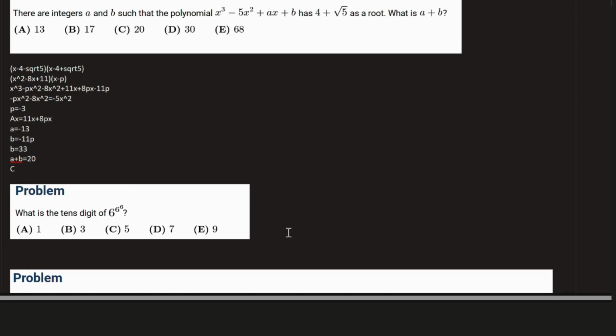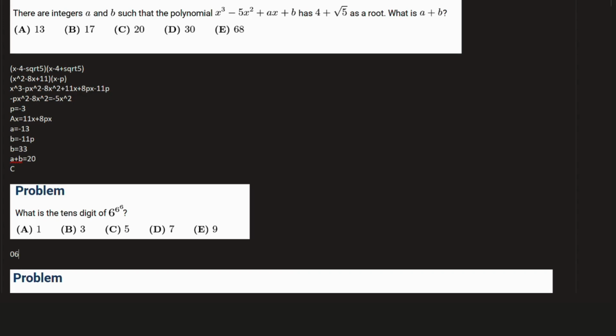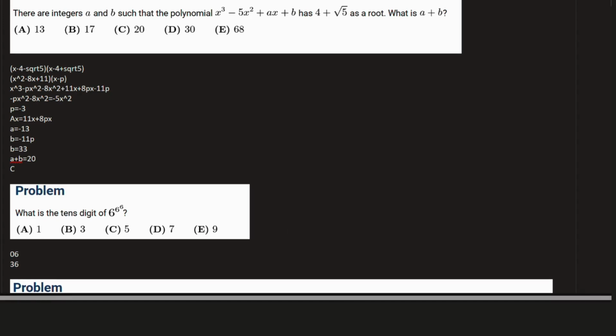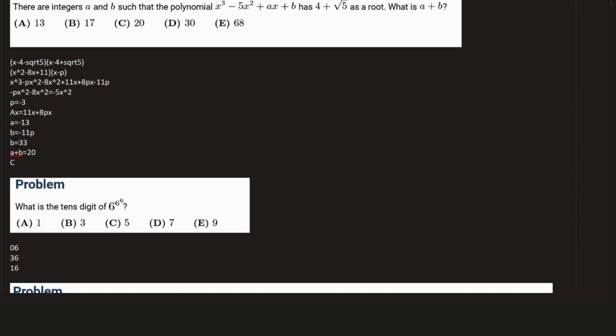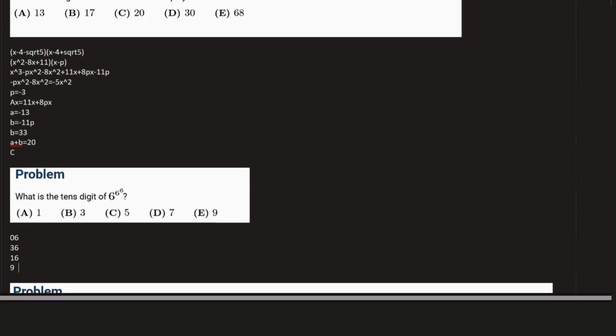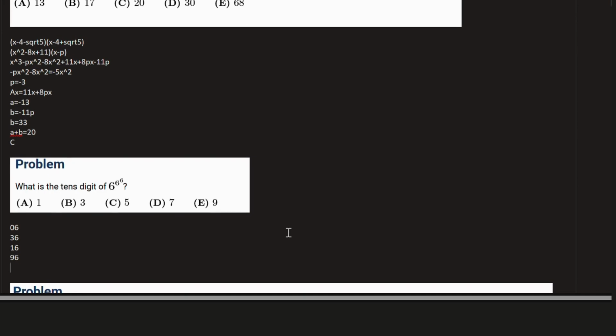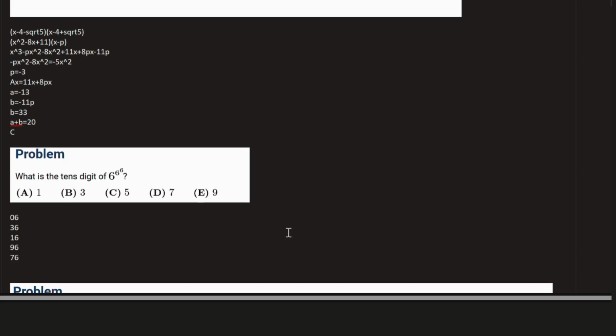With this question, we want to look at the last two digits of 6 to the power of 6 and 6 to the power of any power. So 6 to the power of 1 is just 6. 6 to the power of 2 is 36. 6 to the power of 3 is 216. Now we can subtract 200 and just work with 16. 16 times 6 is 96. 96 times 6 gives us 576. So we just work with 76.